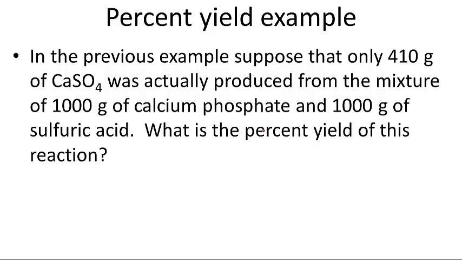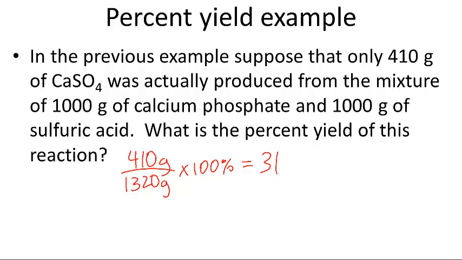This would be 410 over 1320 times 100%. What is that, about 30%? All right. I'll say 31%. That is really poor efficiency.